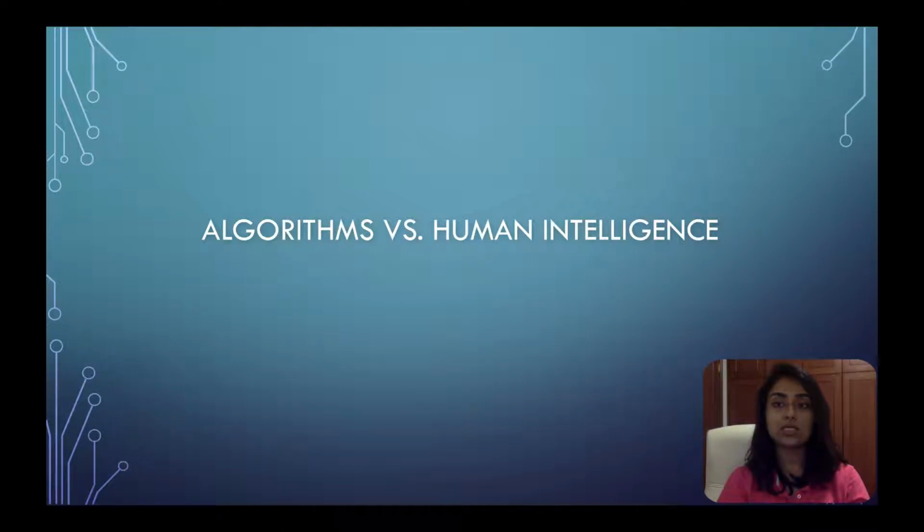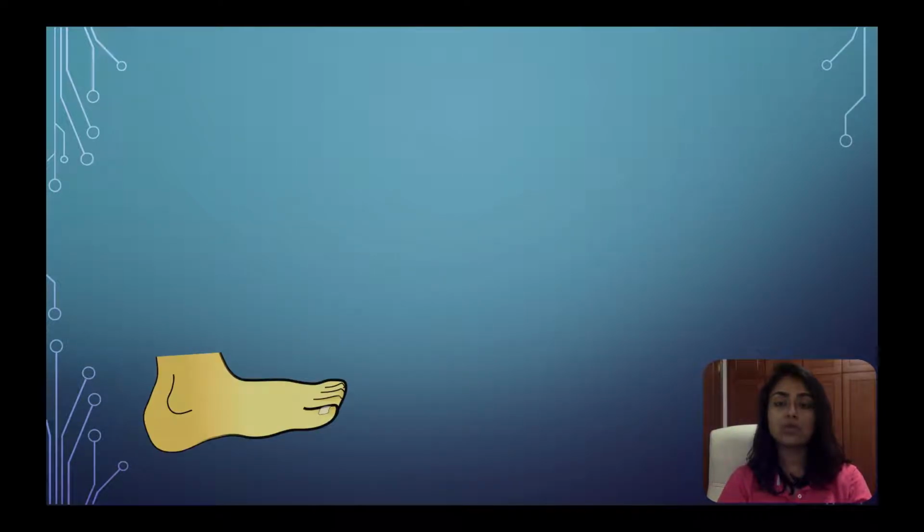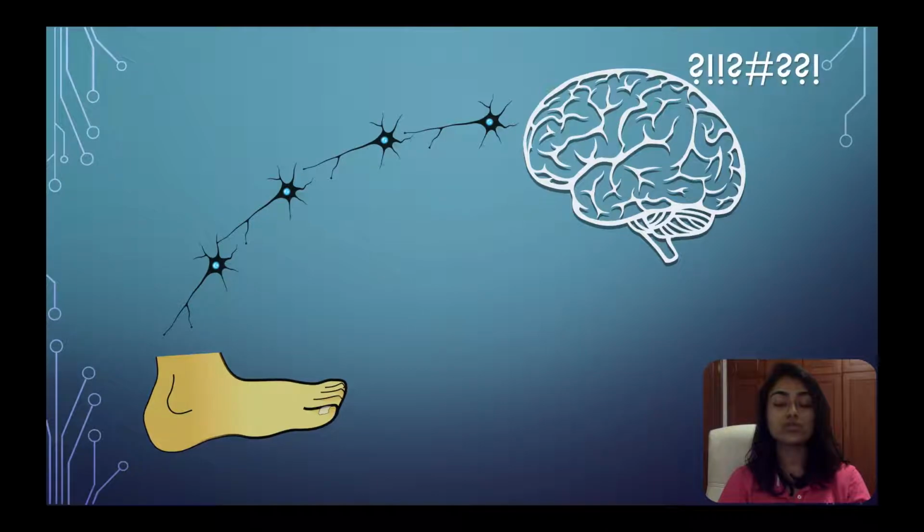One popular technique to generate artificial intelligence is in fact designed to work like the human brain and the nervous system. It's called artificial neural networks. So imagine that you stub your toe. There are sensory nerves in your foot that set off a chain reaction of signals that ultimately tells your brain that you just felt pain. Ideally, this is how neural networks should work.